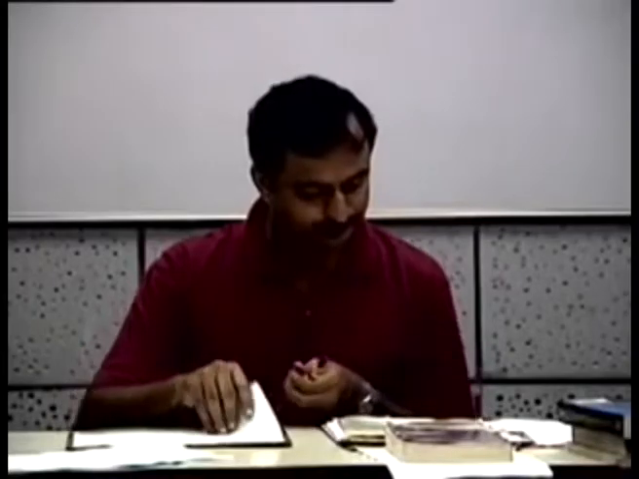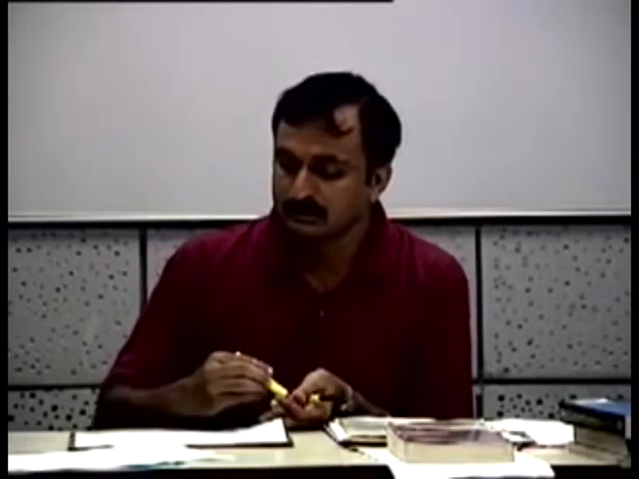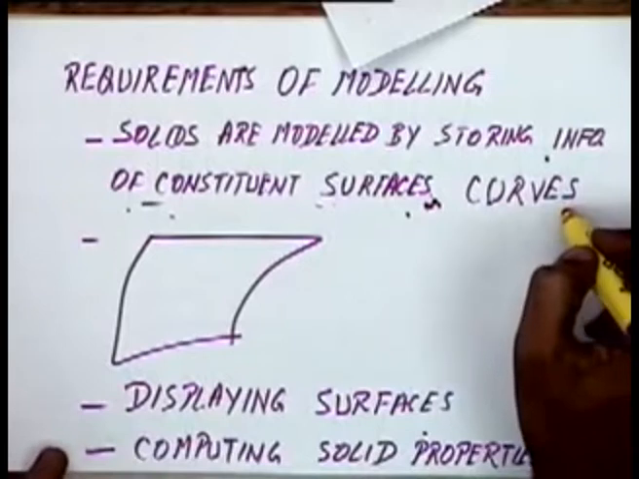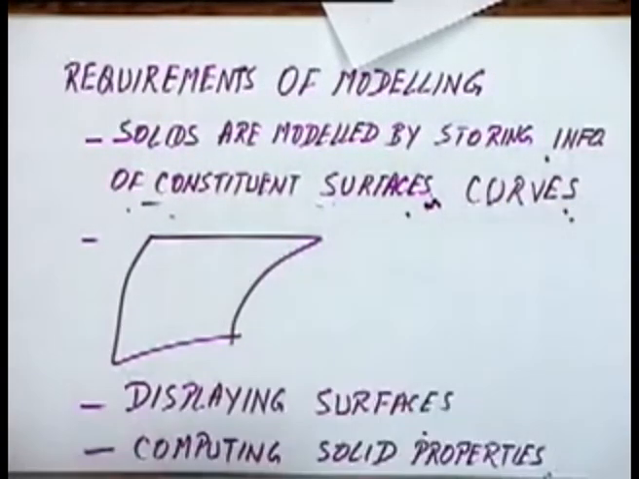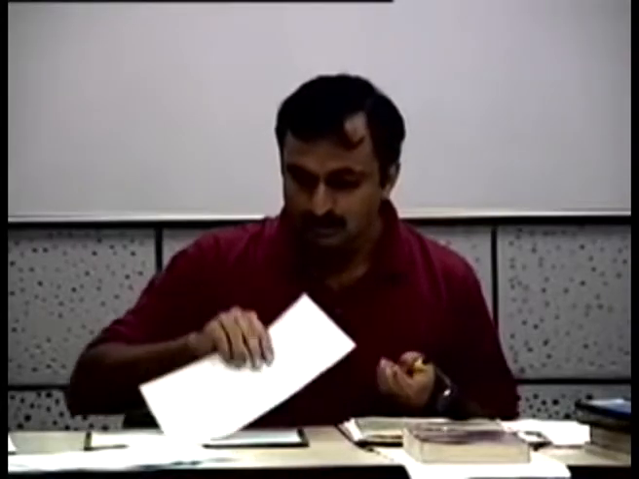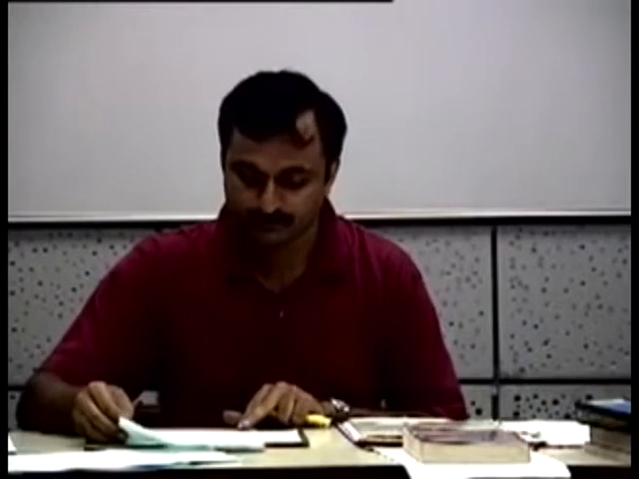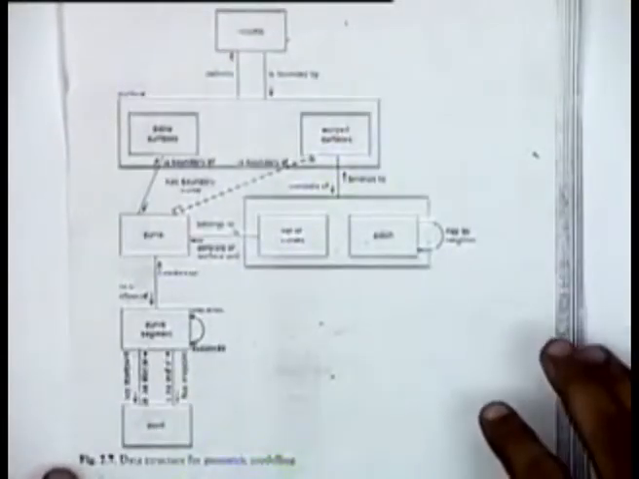Then I already mentioned that solids are modeled by storing information on surfaces, and surfaces will be modeled by storing the information on the curves. Okay, so this relationship between solids and curves is well represented by this diagram. Are you able to see it clearly?